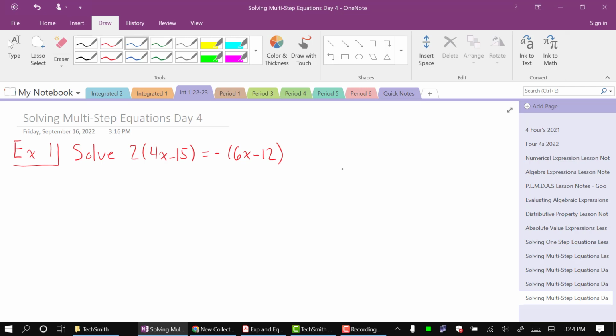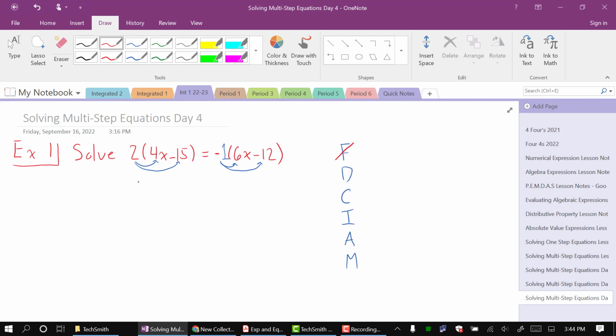So we're going to continue to use our acronym of friends don't come into algebra med. I'm going to take a look at this and see, does this problem have fractions? It does not, so I can go ahead and cross that out. The next thing I'm going to look at is, is there a distributive property in this? And there is. So I'm going to distribute that 2 to both the 4x and to the negative 15. Now it looks like there's nothing here, but there's actually a negative 1 right here. And so I'm going to multiply negative 1 times 6 and negative 1 times negative 12.